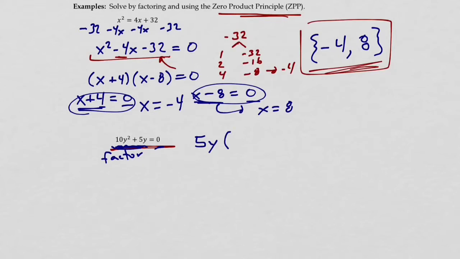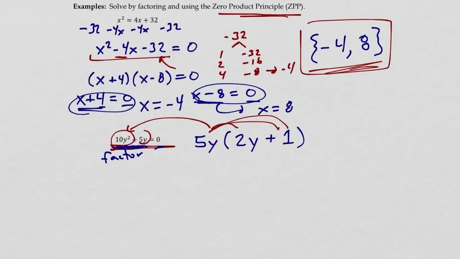5 divides into 10 two times, and because it's a y squared in that first term, factoring out one y leaves a y behind. For the second term, we just have 5y as that entire term, so if we factor out 5y, I need to put a 1 behind as a placeholder. So if you think about going backwards, I could multiply this out. 5y times 2y gives us that 10y squared, and 5y times 1 gives us the additional plus 5y.